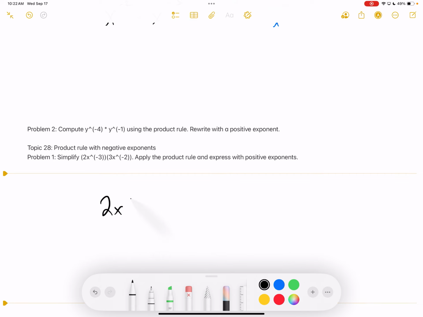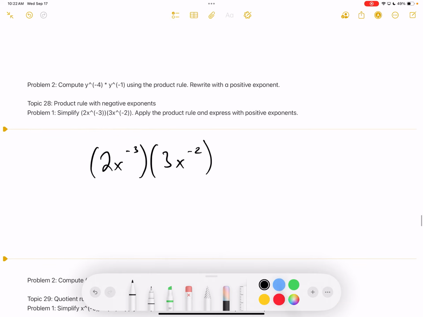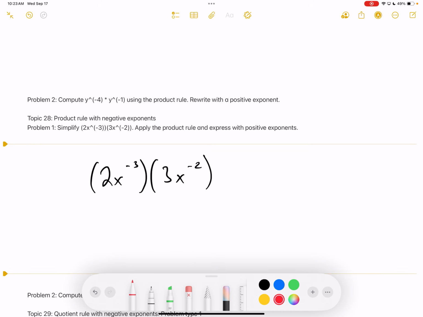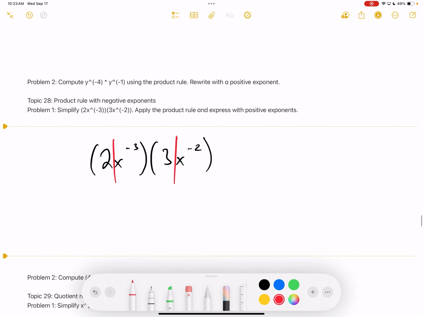Okay, so we're mixing in negatives to the same properties. That's probably about all we have left. Oh, no, we got to do scientific notation. But we're going over all those same properties that we just did a minute ago, and we're mixing negatives in. So on this one, again, look at your numbers and then look at your x's. 2 times 3 is 6. My exponents here, negative 3 plus negative 2 would be negative 5. My 6 has a positive exponent, so it stays on top. My 5 has a negative exponent, so it drops down.